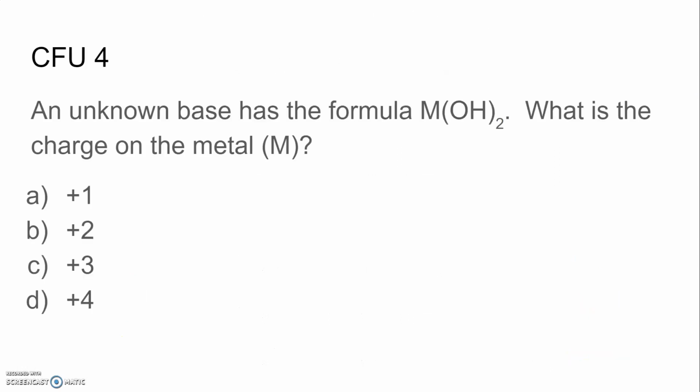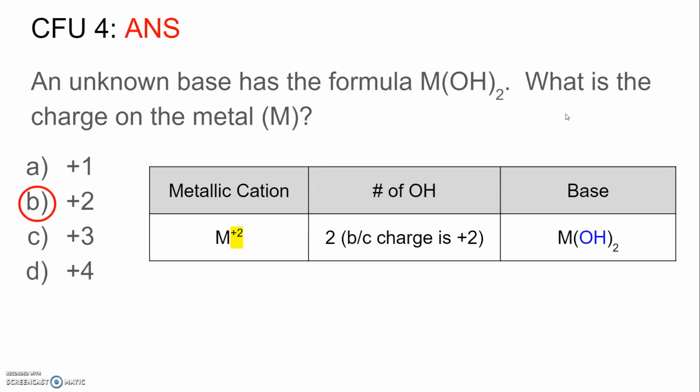All right, so why don't you try using that knowledge for this? An unknown base has a formula MOH2. Okay, so it has 2 hydroxides. What is the charge on the metal in this base? Pause the video now, and when you press play again, the answer will be revealed. Great, the answer is +2. So remember, the number of hydroxides will equal the charge on the metal, and it has to be a positive charge, by the way.